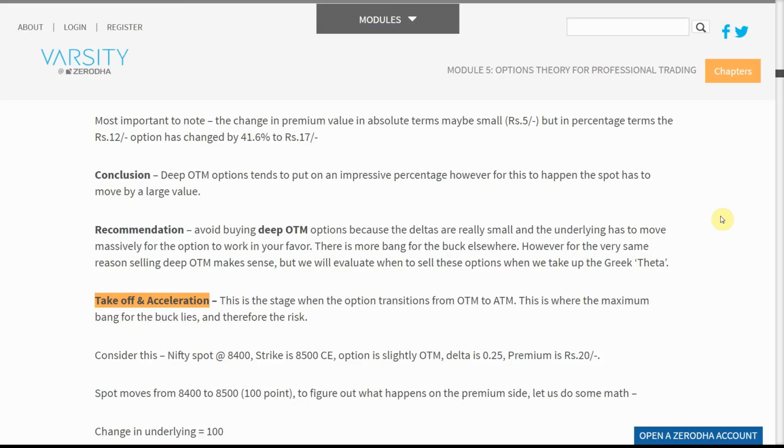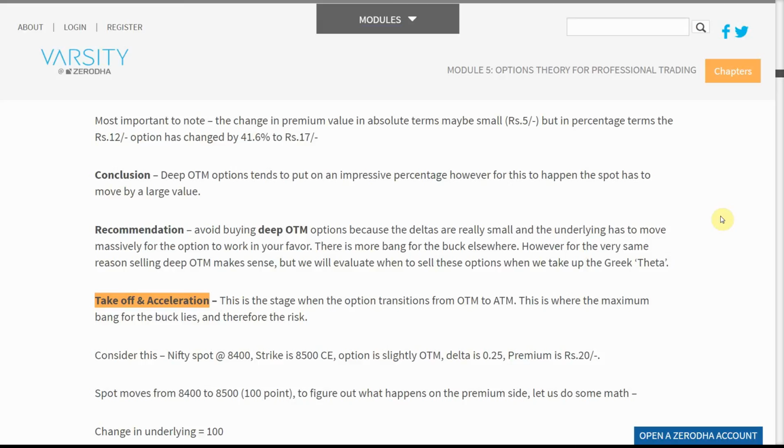Conclusion: deep OTM options tend to put on an impressive percentage. However, for this to happen, the spot has to move by a large value. Recommendation: avoid buying deep OTM options because the deltas are really small and the underlying has to move massively for the option to work in your favor. There is more bang for the buck elsewhere.